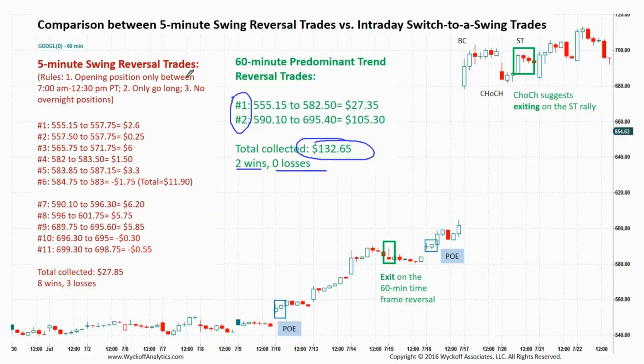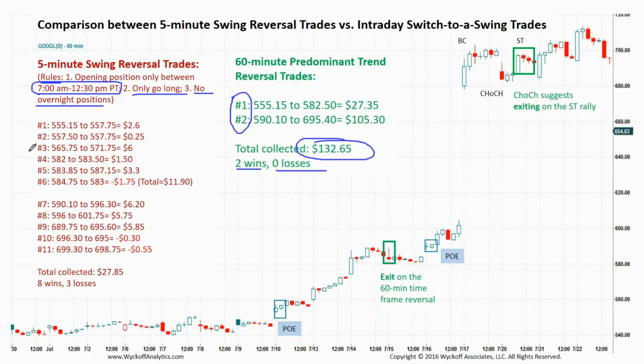I just conducted them, kind of like paper traded them for this particular move. The rules: we're going to open a position only between 7 and 12:30. So we are waiting for the first 30 minutes to develop. I should have mentioned that lunch hours are going to be excluded. We're only going to go long, no overnight positions for the 5-minute swing trade. So basically the intraday trading at its purest.